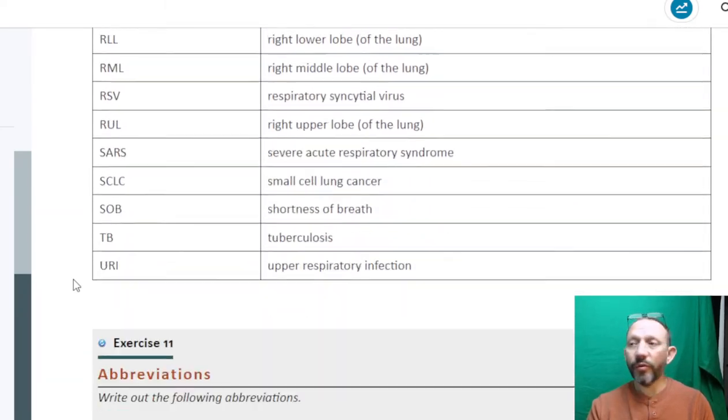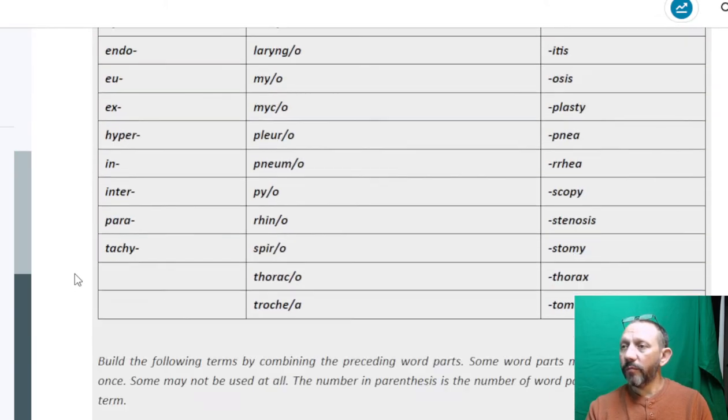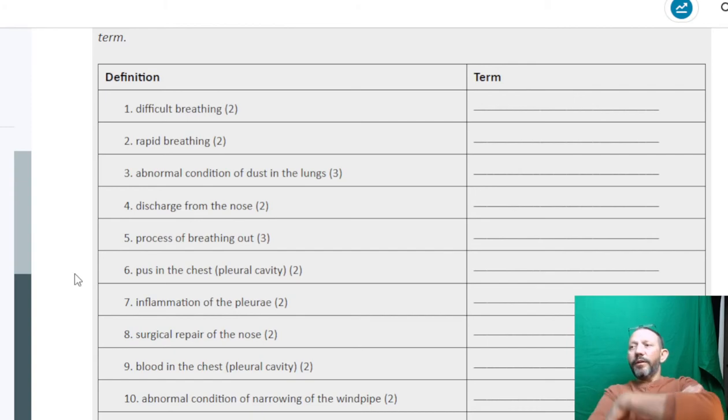Very good. I'm just scrolling through, guys. I mean, you guys can do these as you need to. Go through some of them. Difficulty breathing. Let's go through here. Dyspnea is difficulty breathing. Rapid breathing is tachypnea. Abnormal is silicosis usually. Listen, I don't know. I have to look it up right now.